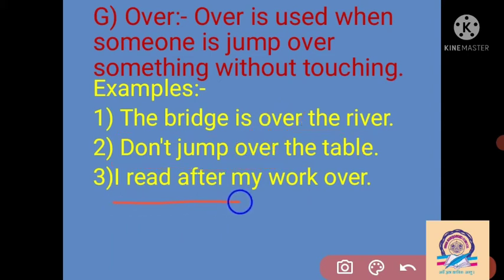Then I read after my work is over here. So after your work is finished, then you have to start your next work here. For that also we have to use the preposition over.